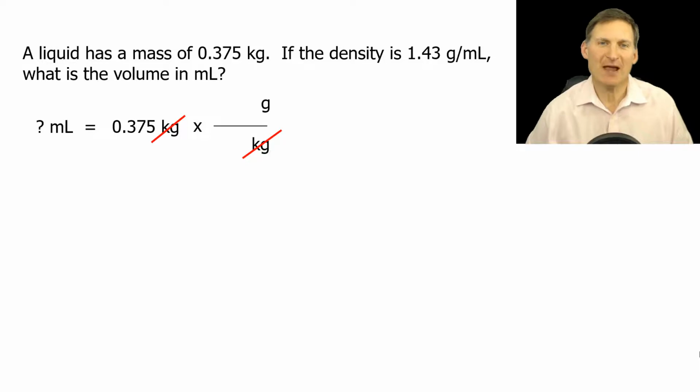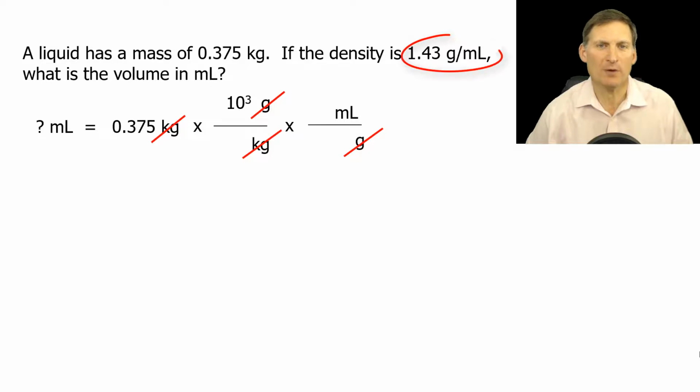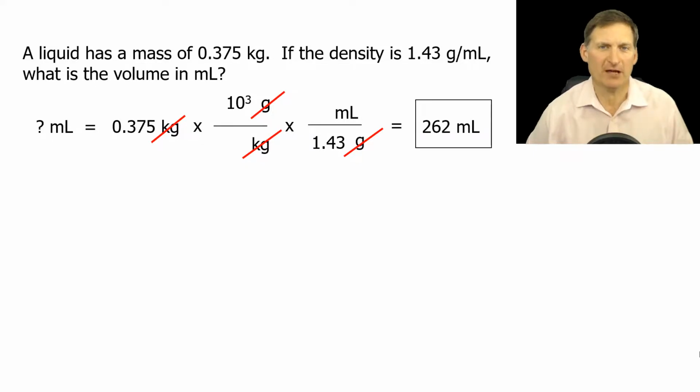Okay, we put grams in the numerator, not milliliters, because we don't know how many kilograms are in a milliliter. But we are expected to remember there are 10 to the third grams per kilogram. Then for the next conversion factor, we cancel grams, and now we go to milliliters because we do know how many grams are in a milliliter. Because it says here there are 1.43 grams in every milliliter, we know to put the 1.43 by the grams. We then do the math to get our answer. Again, rounded for sig figs.